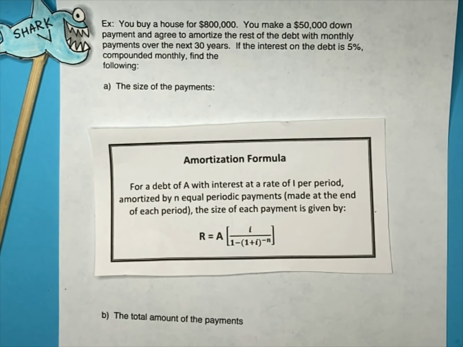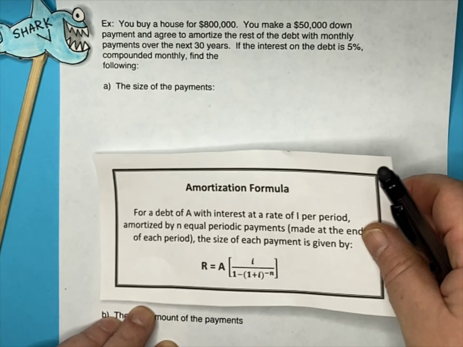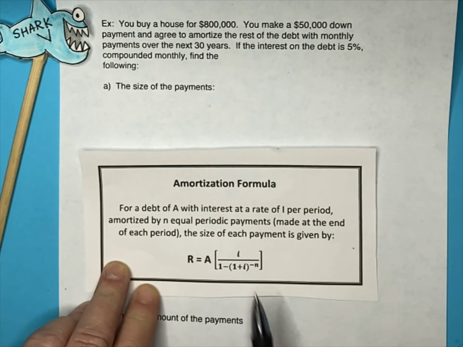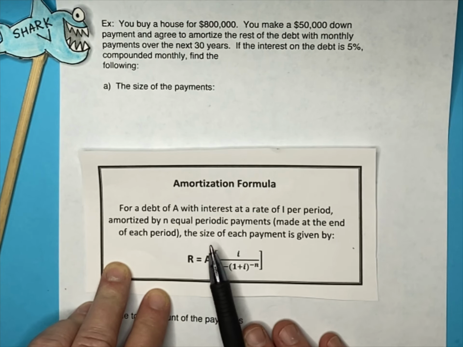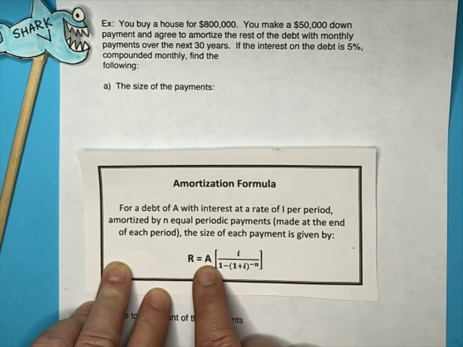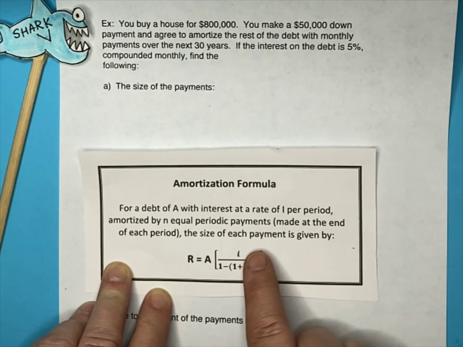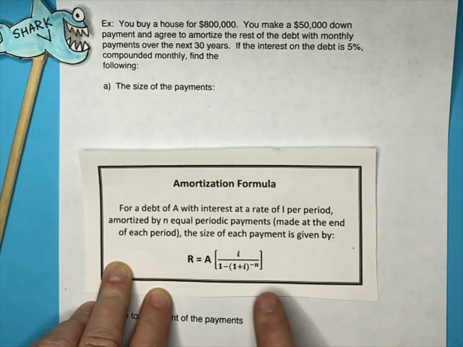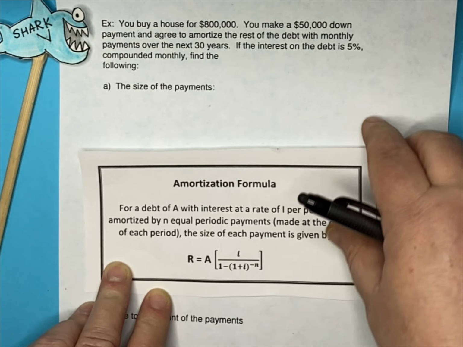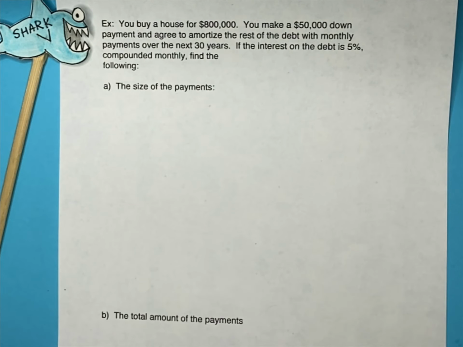So the first thing we want to do is find the size of the payments. Again, this is the amortization formula. R is the size of the payments. So we're going to need to know A, the present value of the loan, I, the interest rate per period, and N, the number of payments. Let me move this to the side. We'll bring it back in just a little bit.